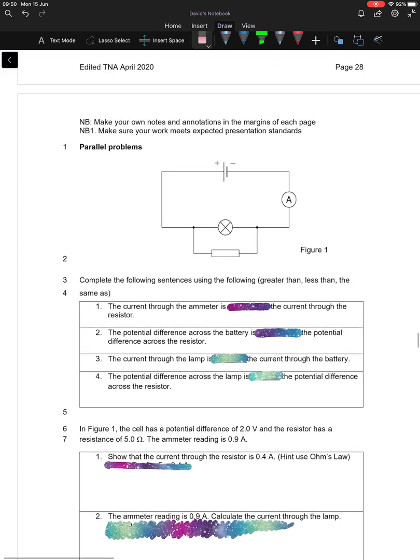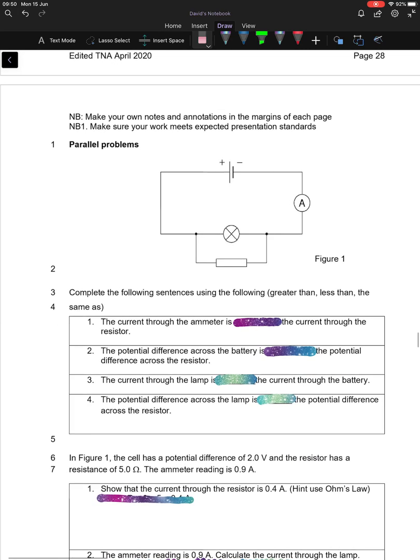Correct anything that you've got incorrect. Just make sure you've got those notes there if you need them. Have a look at the next questions. Parallel problems. Complete the following sentences using the following: greater than, less than, or same as. So, pause the video. See if you can work out what would go in the gaps from greater than, less than, or the same as.